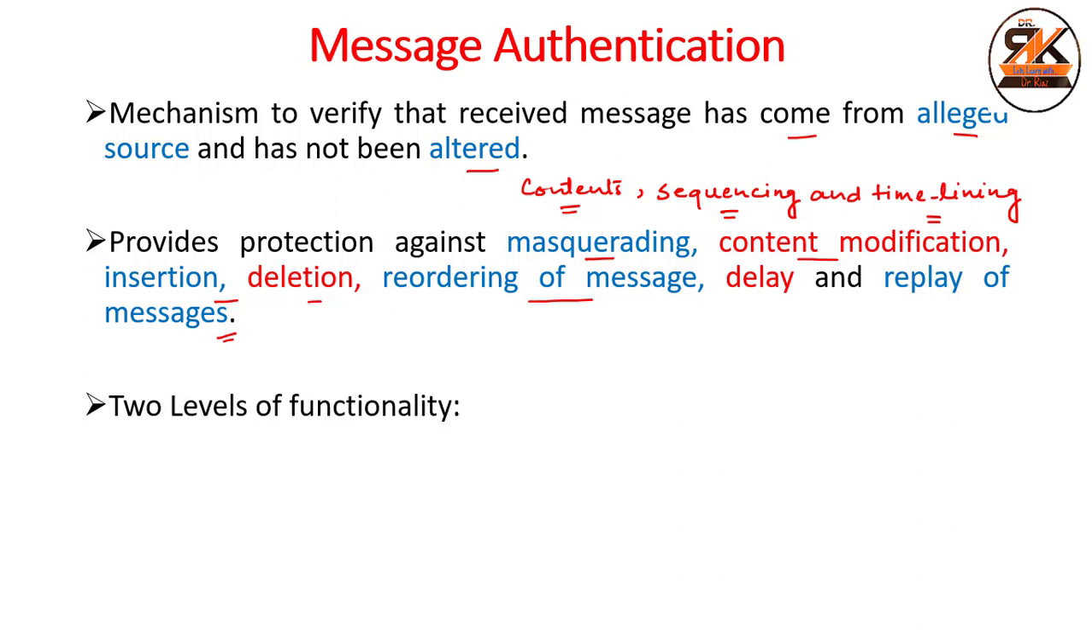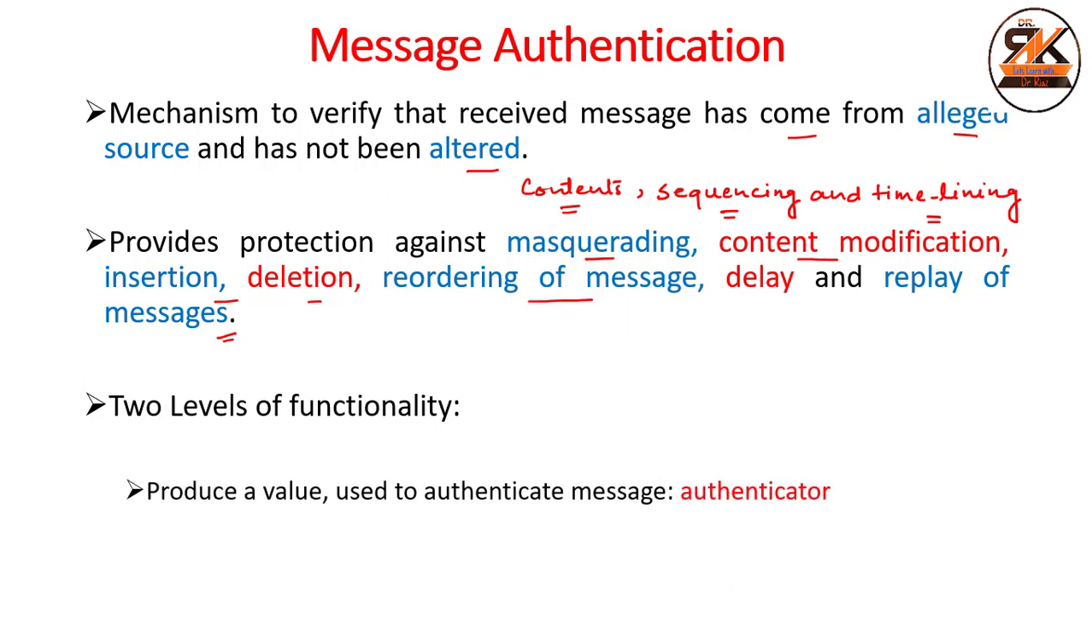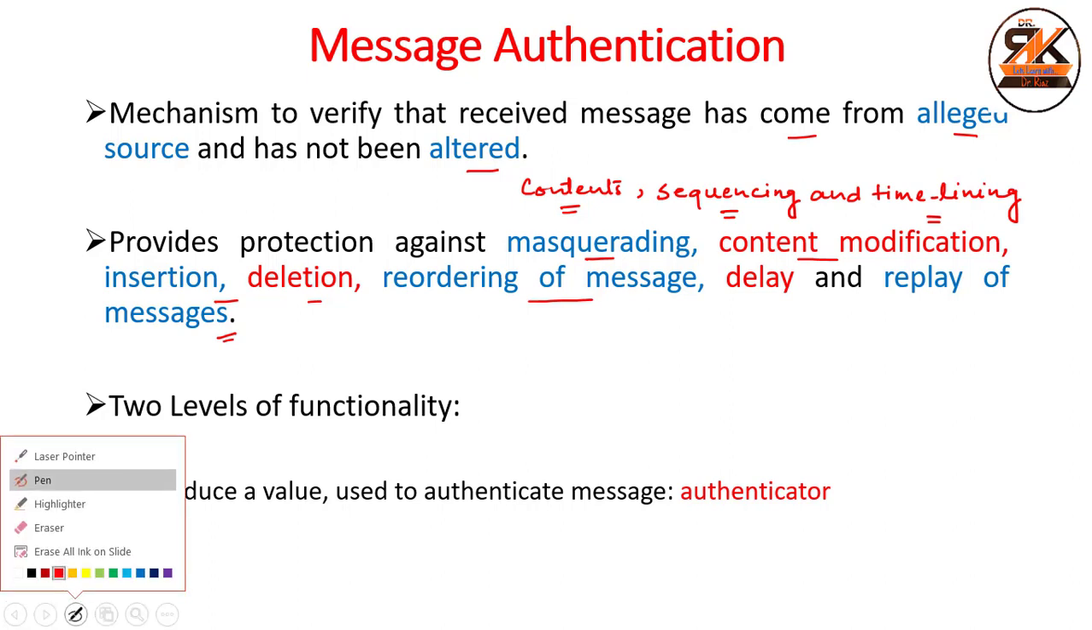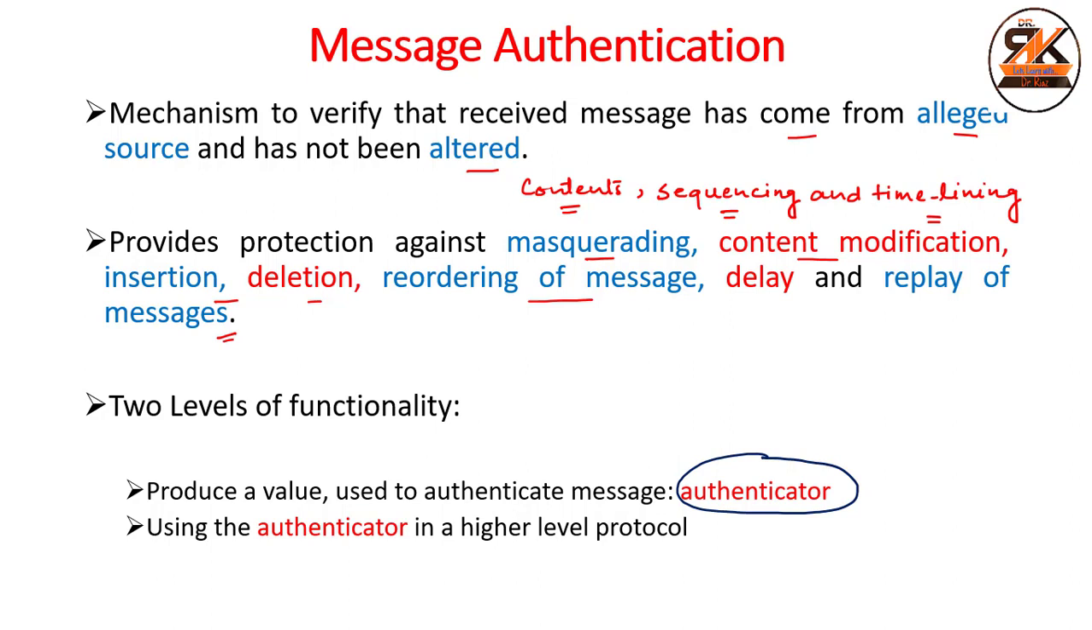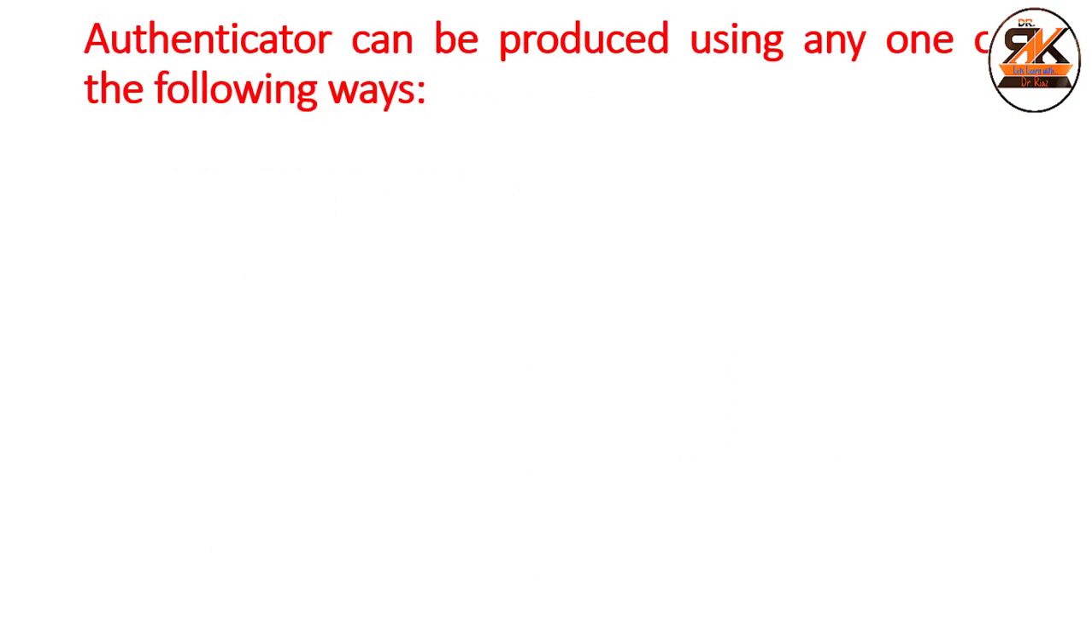There are two levels of functionality in message authentication. First, we produce a value that is used to authenticate a message, and that value is called an authenticator. And then we use this authenticator in some higher level protocol, maybe at the application layer in the OSI model, that enables the receiver to verify the authenticity of the message.